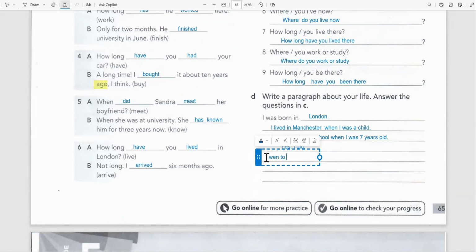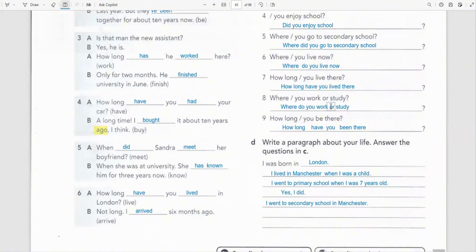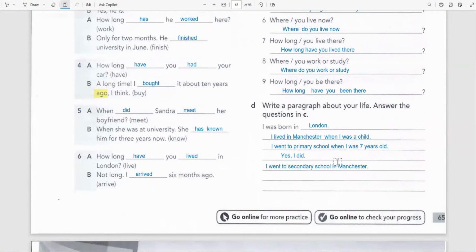I went to secondary school in Manchester. Right. Number six, where do you live now? I live in London. Number seven, how long have you lived there? So I have lived there for 10 years. Okay, and where do you work or study?